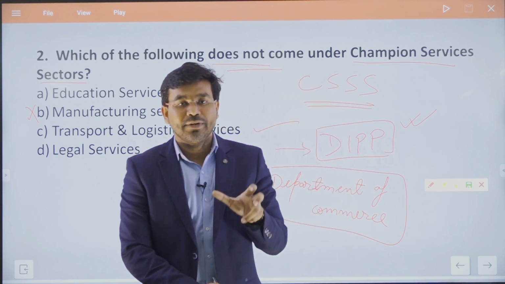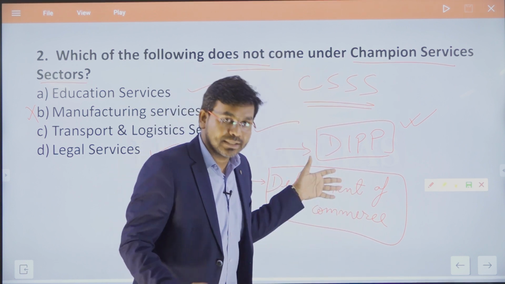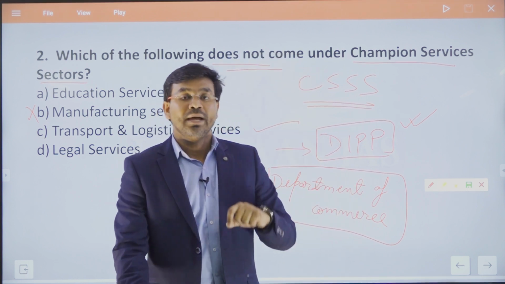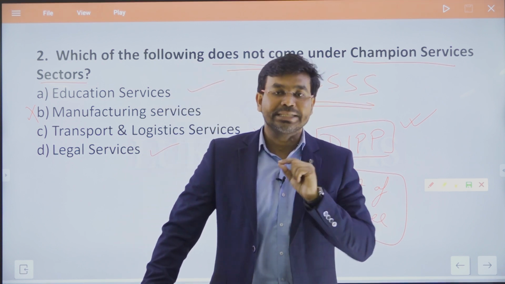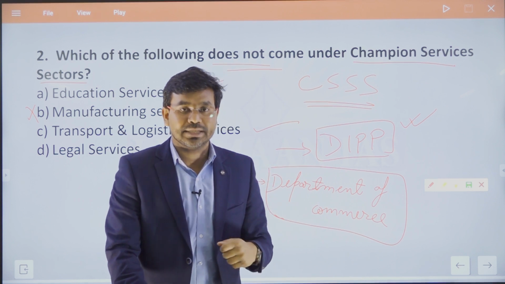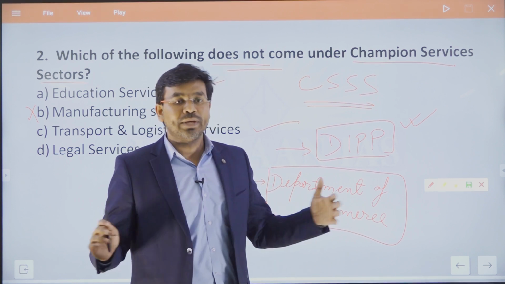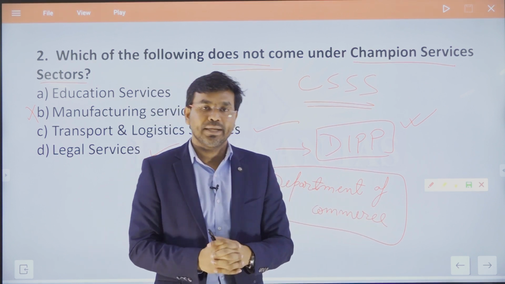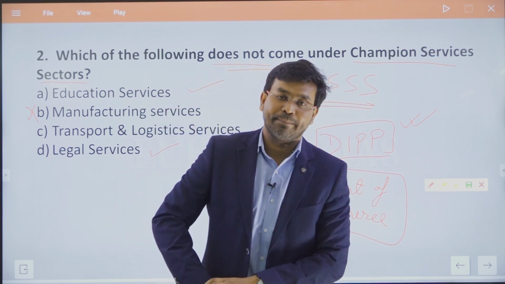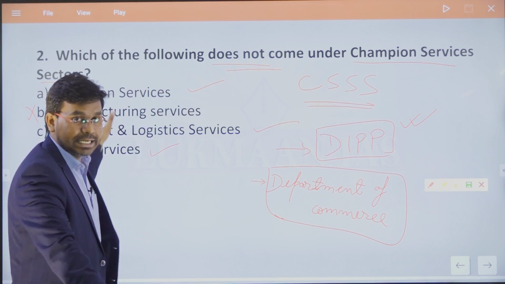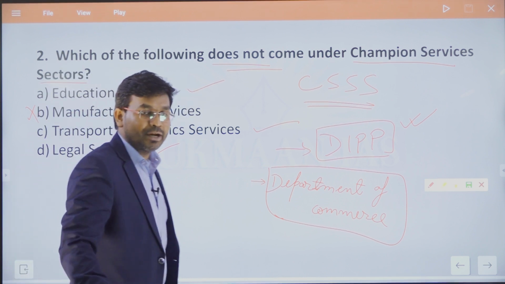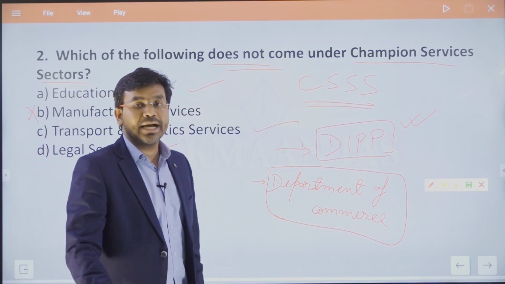Because the government of India has identified 12 sectors to which it wants to give more attention and where it wants to invest money, so that these services can flourish and prosper, and we can see growth in the Indian economy through growth in these champion services sectors. That's why this scheme was initiated by the government of India.